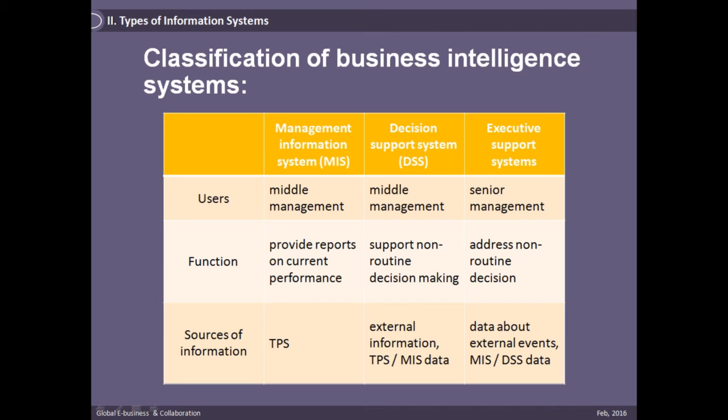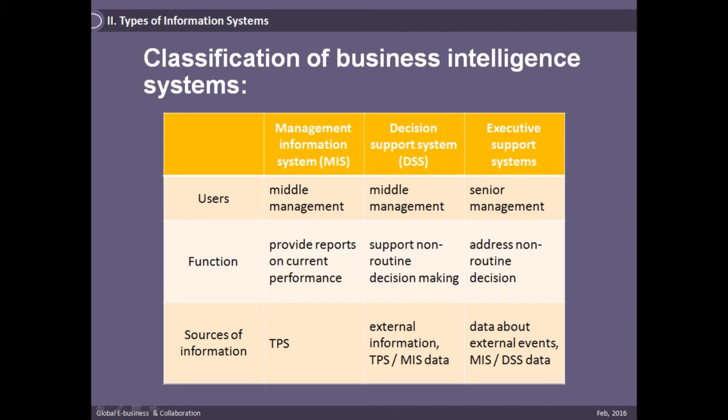As you can see on the slide, management information system is used by middle management as well as the decision support system. However, the executive support system is used only by senior management like the CEO, and the function of all these systems is to help support non-routine decision making.